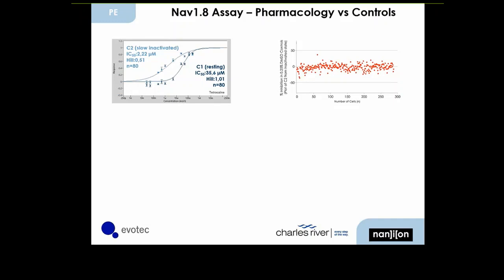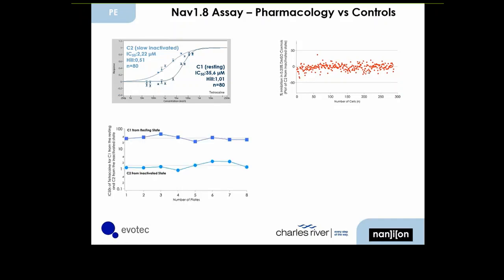Besides this, we also plotted here the variation of the control wells from the inactivated states for a compound period of 10 minutes. For this assay, it was required to incubate the compound for 10 minutes. So I guess it is very nice that the run-up and run-down are within small limits.